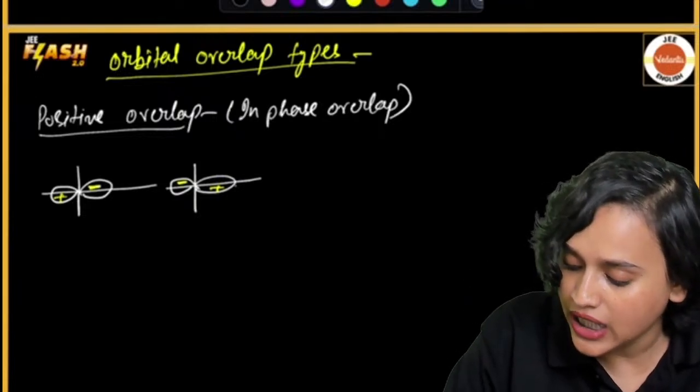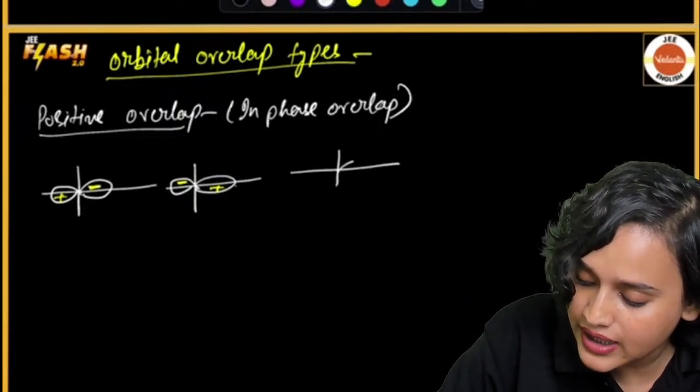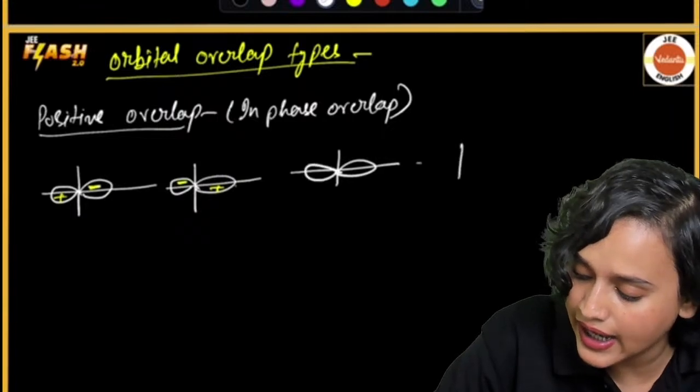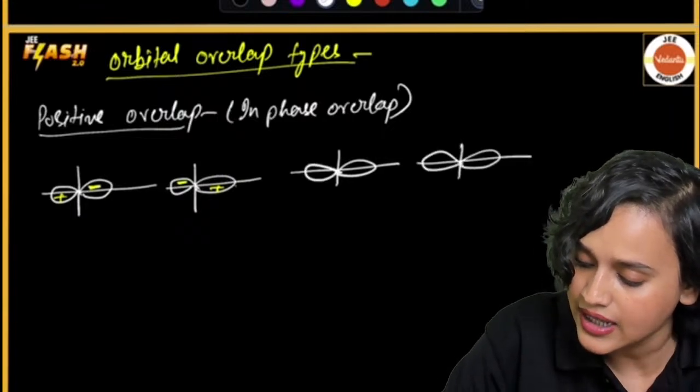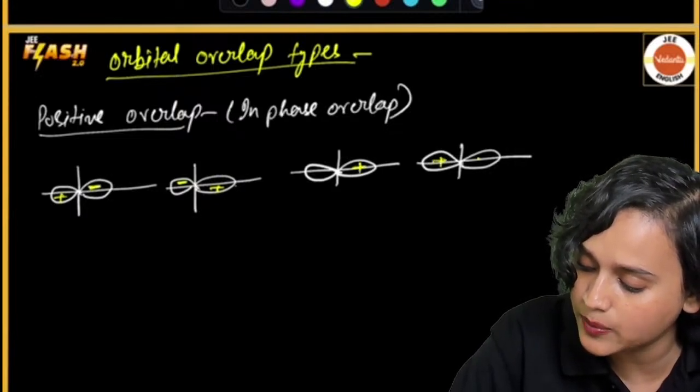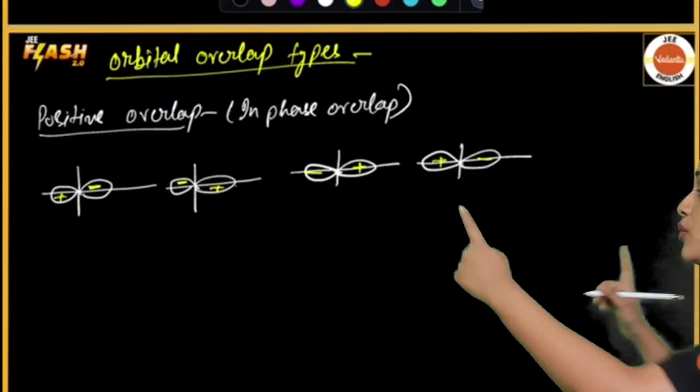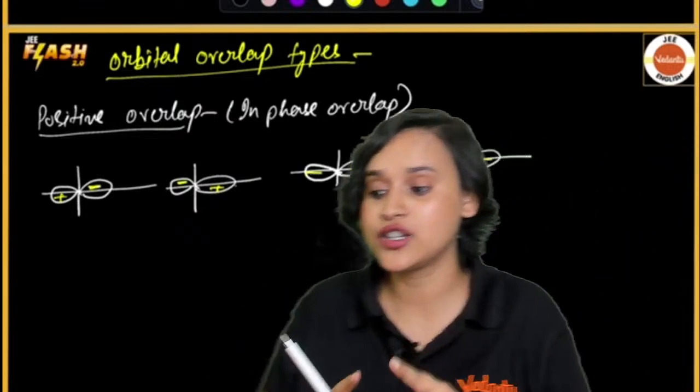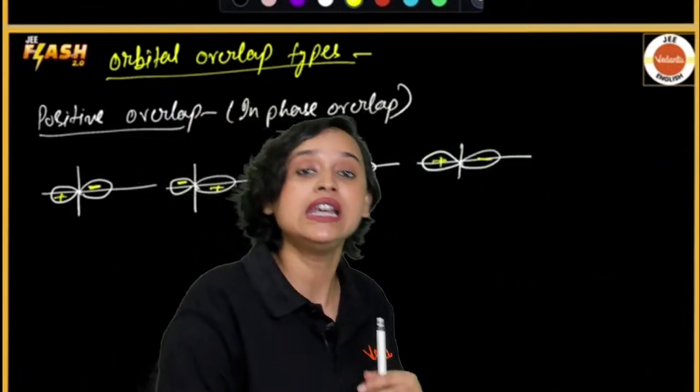Now there will be another in phase overlap which will look like this. Here you have this and this. Now if these two overlap, and here you have a plus, here a plus, here minus, and here minus. So plus and plus together, minus and minus together, you will have in phase overlap.